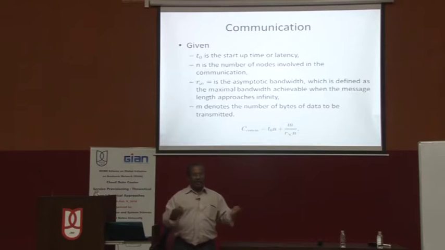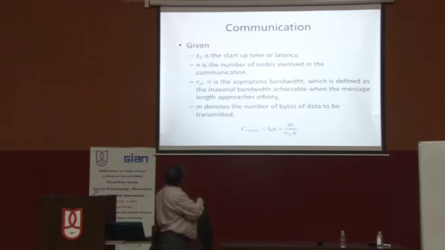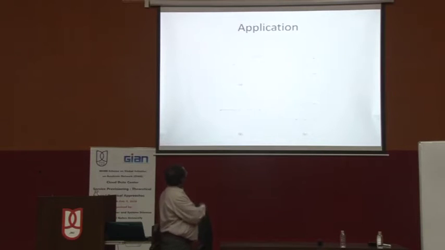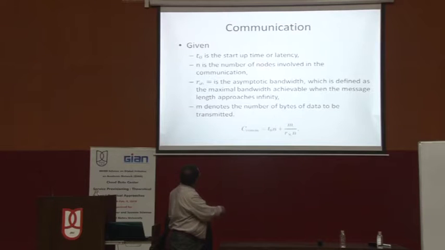So you need to actually model communication like this between these different processes. T0 is the startup time when the communication starts. N is the number of nodes involved. In this case, what do we have here? N. So this is the N, okay? You can see this is the number of nodes involved in the communication. And R is the asymptotic bandwidth. This basically defines the maximum bandwidth achievable when the message length approaches infinity.